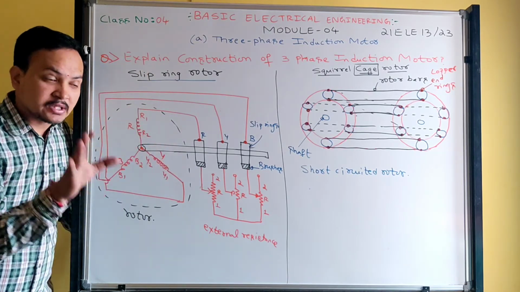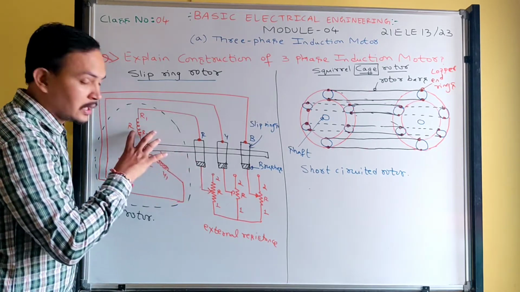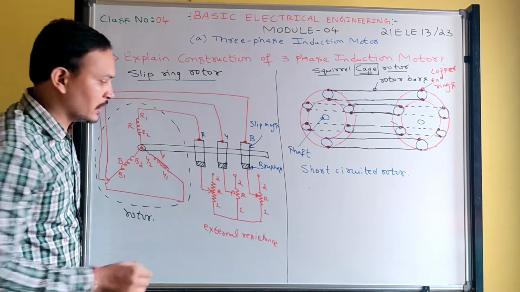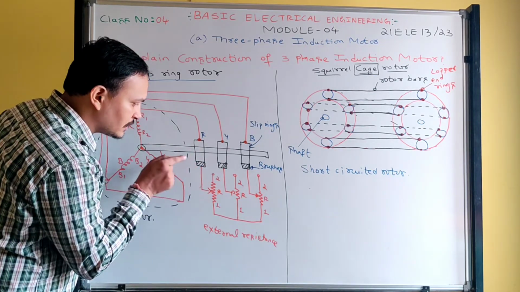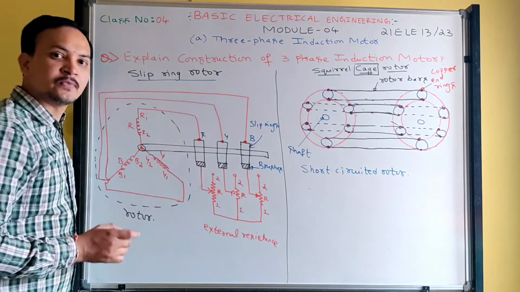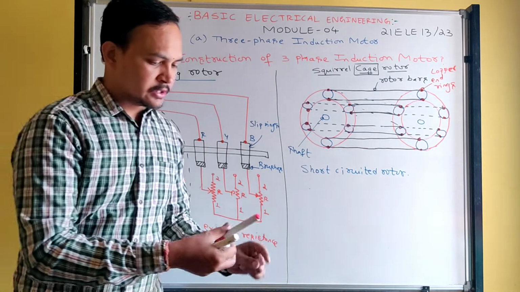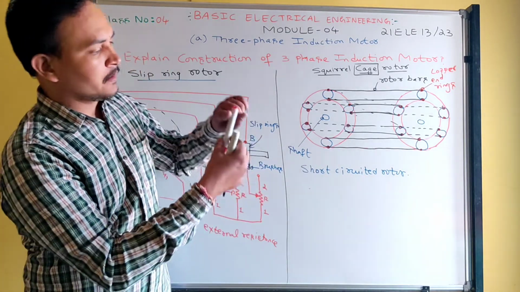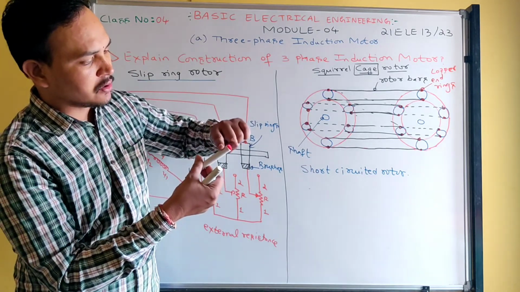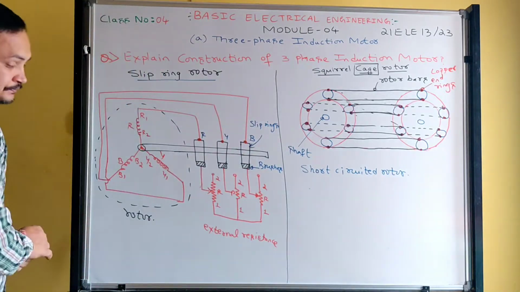At the moment of starting, see the brushes. When the rotor runs, the slip rings also run, but the brushes will not run. These brushes just have contact with the slip rings. See, this is a slip ring, it is running. This is a brush, having just contact. That's it.